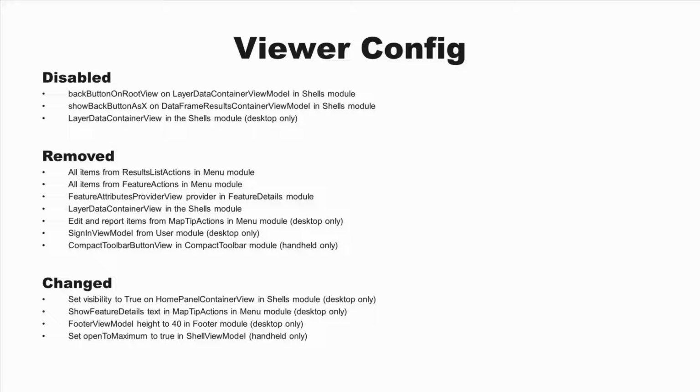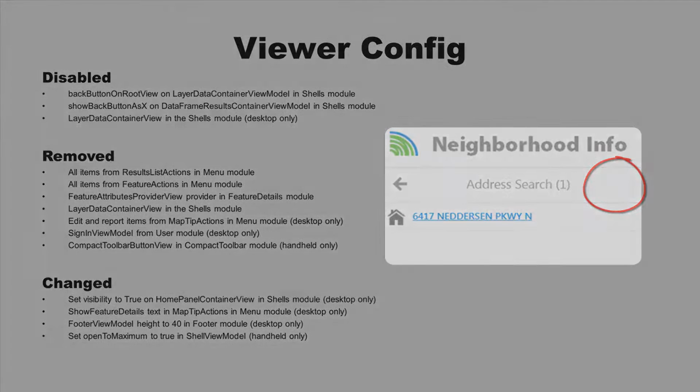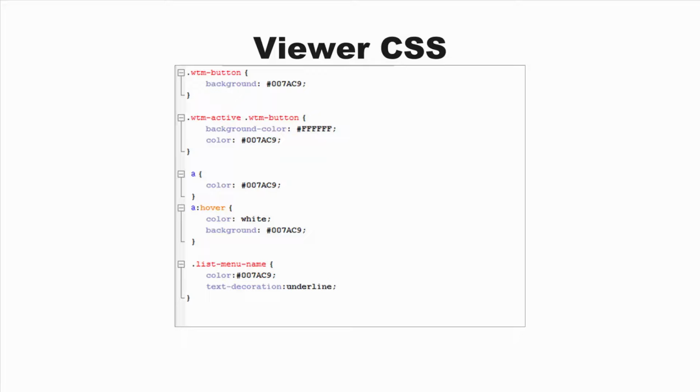We do most of the customization in the viewer config. We strip out things that non-GIS savvy audiences probably aren't going to use, or at least don't need in order to use our app. One example of this is removing context menus on search results and feature details. If we've designed our app well, then these should be unnecessary. Other customizations require some simple CSS updates.